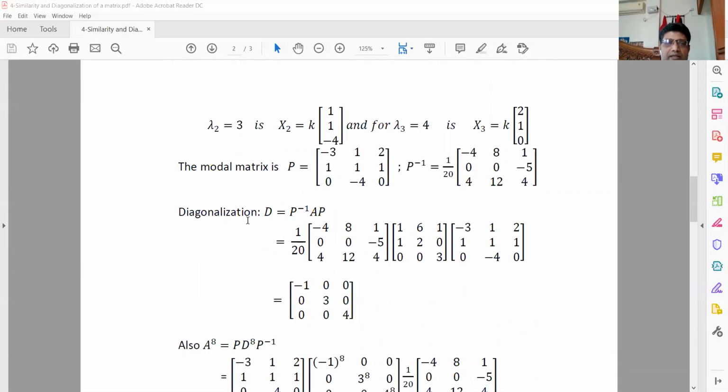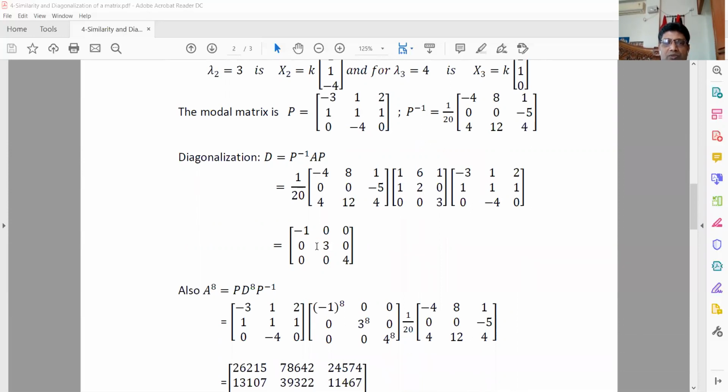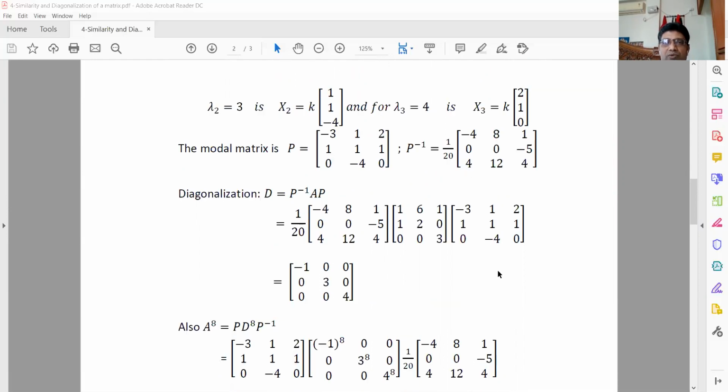Now, diagonalization comes. What is D? D is P inverse AP. So write P inverse, A is the given matrix and P is this model matrix. If you multiply these three matrices, we get this one, which is the diagonal matrix. And if you look at the leading diagonal elements here, they are nothing but the eigenvalues of our matrix.